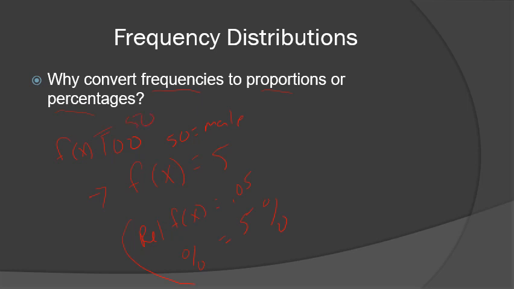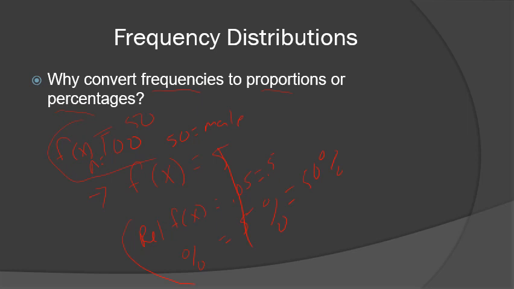Our frequency is 50. However, our relative f of x is where we take that 50 and divide by the total, the n, the 100. The n is 100. For our relative f of x, in this case, we're getting 0.5. And our percentage is equal to 50%. So let's ignore these values for a second and just look at these values here. So we've got 50 males.